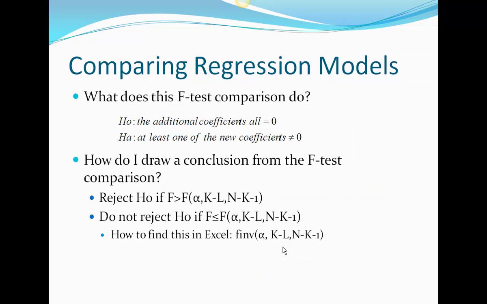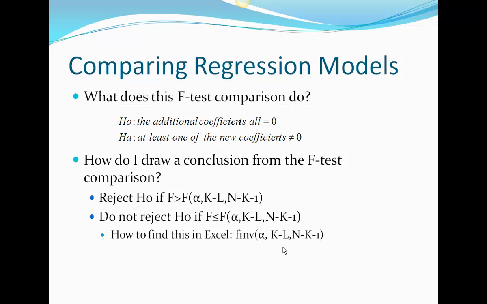So what does the F comparison test do? H0: all of the additional coefficients are equal to 0, meaning the new variables don't really add any value. We don't need these additional variables. Or HA: at least one of the new coefficients does have a statistically significant impact. And in order to do this, we'll actually have to calculate the p-value of the F statistic.